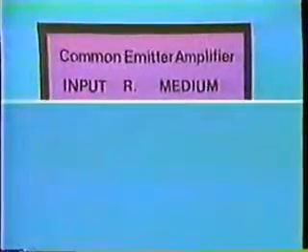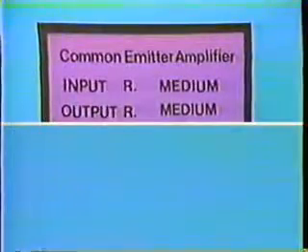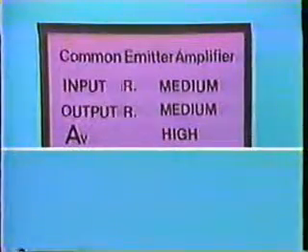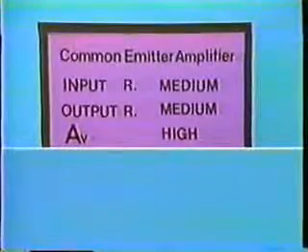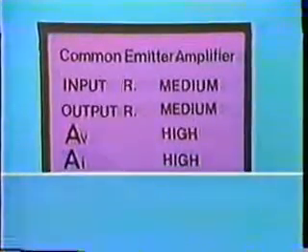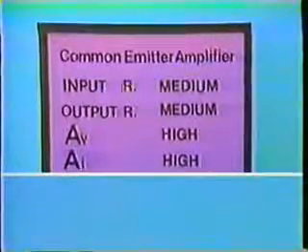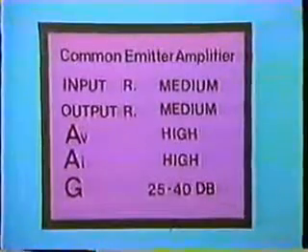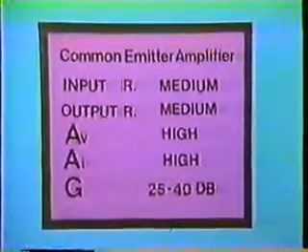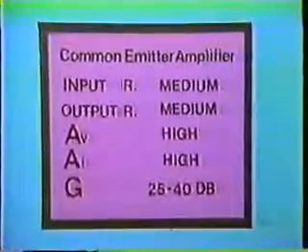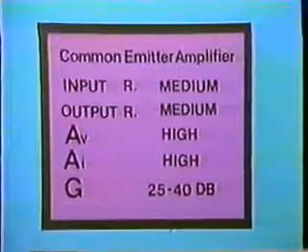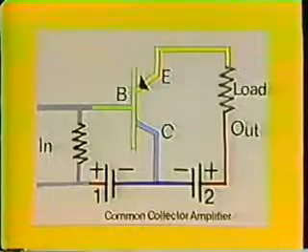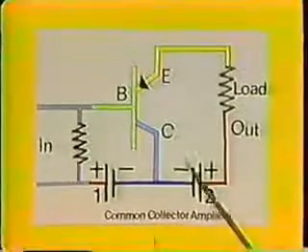The common emitter amplifier is a versatile amplifier. Typical input resistance is 500 to 1500 ohms, and output resistance is 30,000 to 50,000 ohms. Voltage gain of 300 to 1,000, or sometimes even greater, is common, with current gain of 25 to 50. Power gain is usually from 25 to 40 dB. Common emitter amplifiers are used in radios, televisions, stereos, and in industrial instrumentation and control systems.